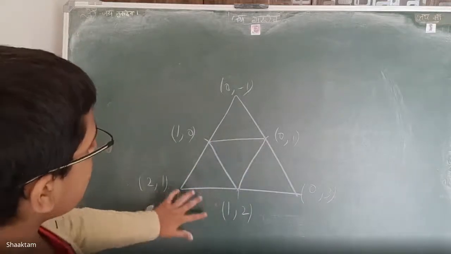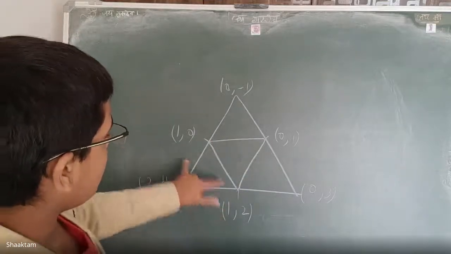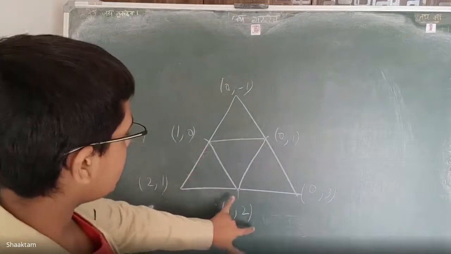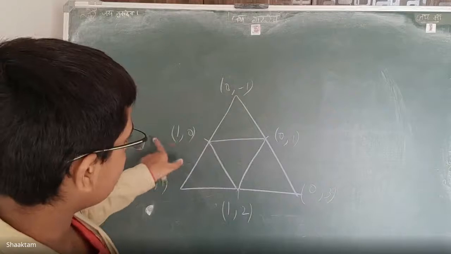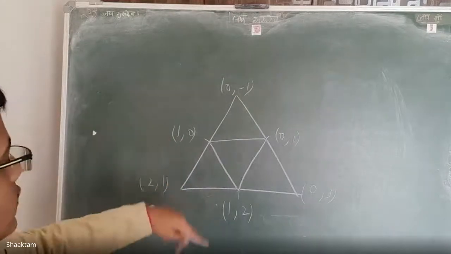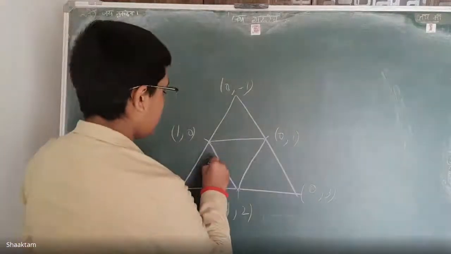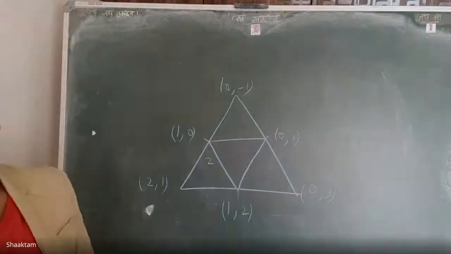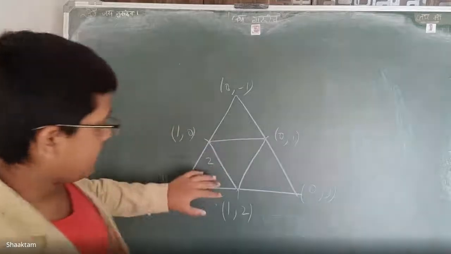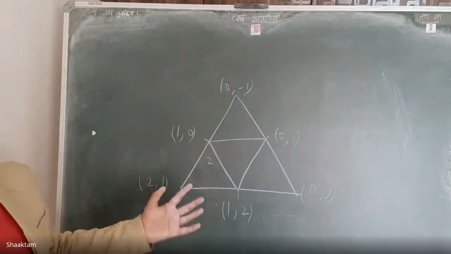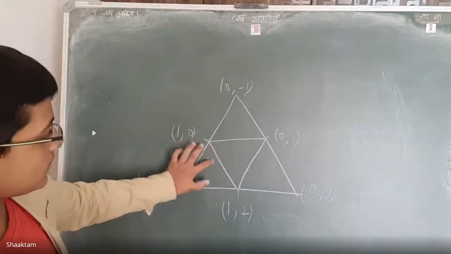(1, 0) and (1, 2). So the distance formula says (1 minus 1) whole square, 0, plus (2 minus 0) whole square, 2. Okay. 2 squared under the root will be 2, because you are finding a magnitude, and that cannot be a negative value. Length can obviously not be negative. So this will be 2.